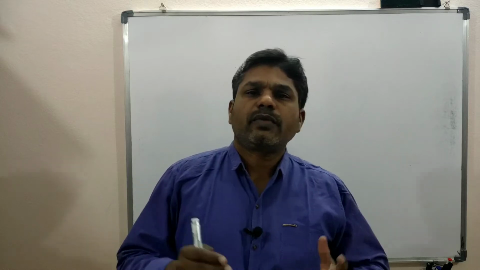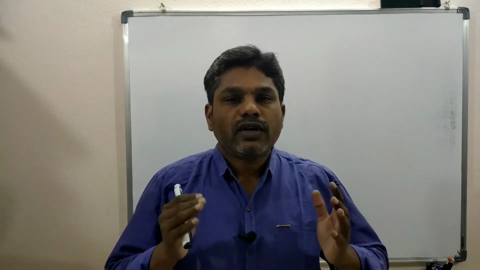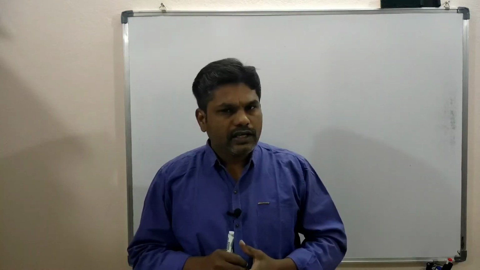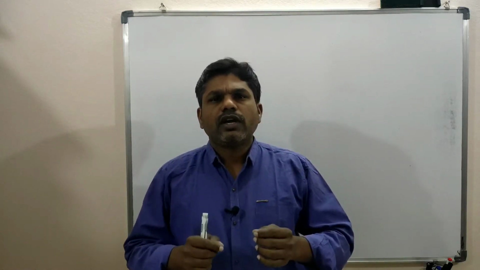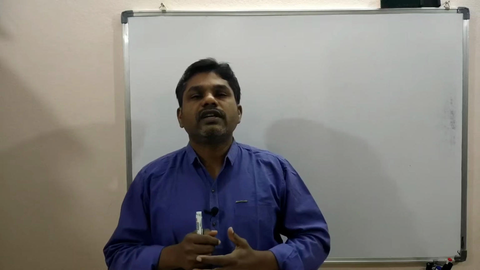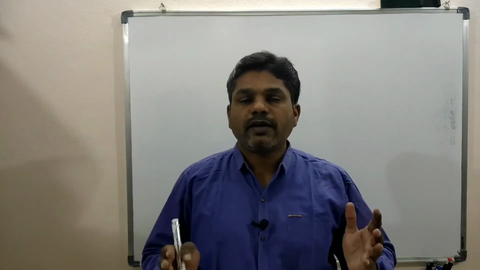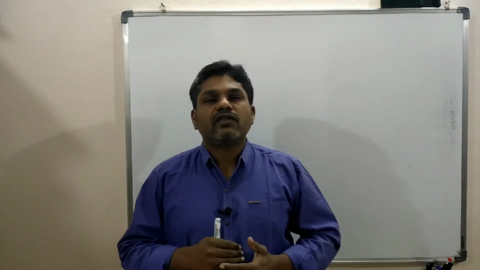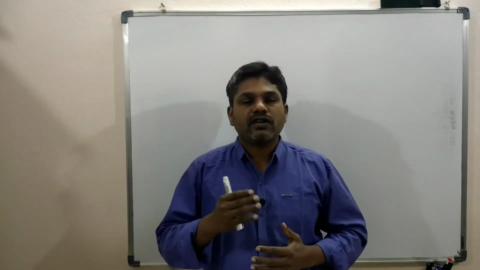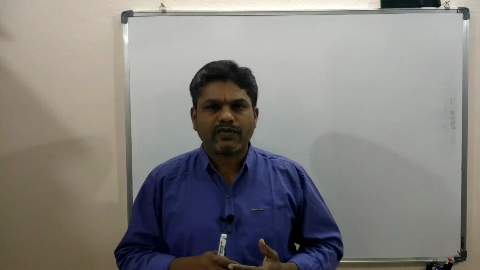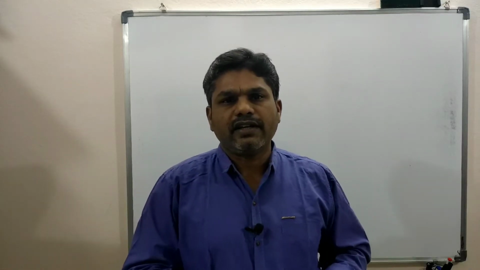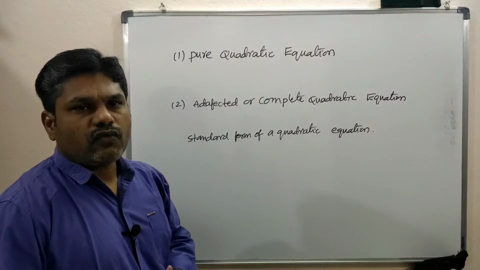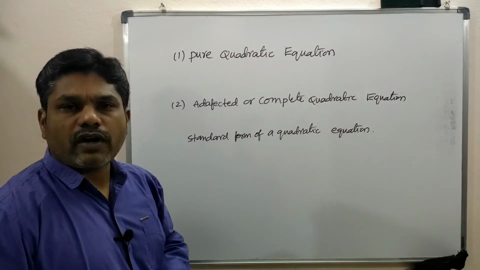Before going into the topic, you have to learn what is meant by a quadratic polynomial or quadratic equation. You know, a polynomial whose degree is 2 is called a quadratic polynomial, and you have to learn what the general form of a quadratic equation or polynomial is and what the types are. We will discuss them in detail. The first one is the purely quadratic equation. What does purely quadratic equation mean?